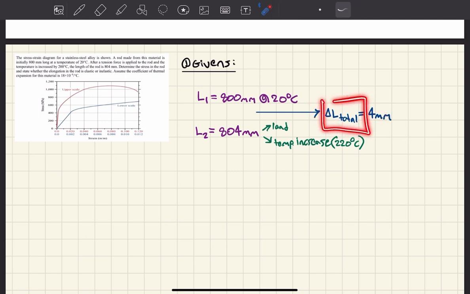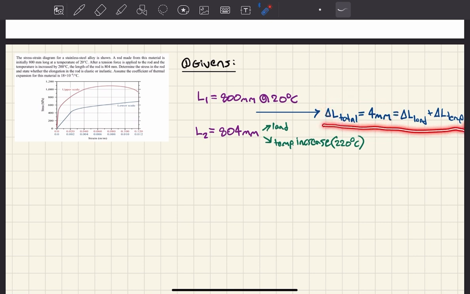I can further break this down into its components. This is the total elongation of the bar, but what is it made up of? It's made up of two factors: the elongation caused by the load and the elongation caused by the temperature increase. So we can say that the total elongation is 4 millimeters, made up of a portion due to the load and a portion due to the temperature increase.